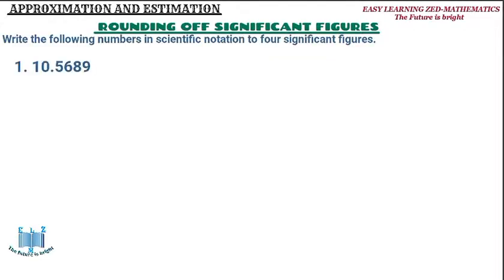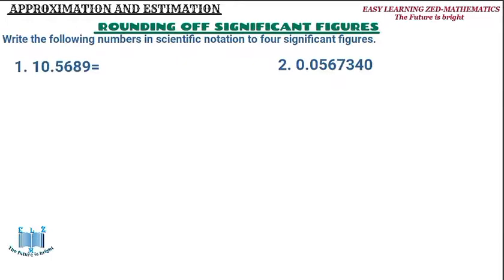Below here, I have these two questions, and the instruction for these two questions is: write the following numbers in scientific notation to four significant figures. So this is today's lesson. In this lesson we have combined the two concepts we have learned in the previous videos: writing numbers in scientific notation as well as writing significant figures. Okay, so let's start with question 1.